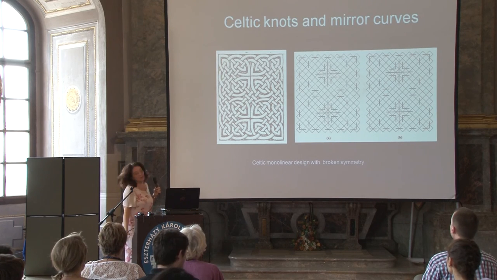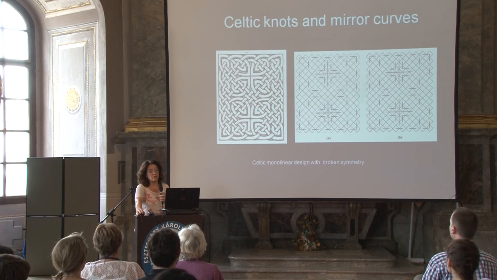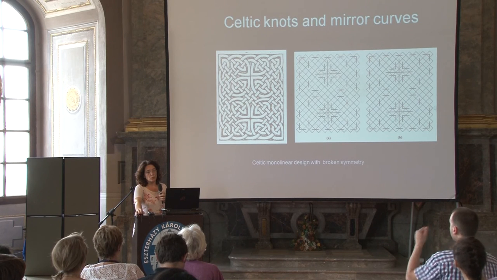This is one complicated design of Celtic knots. It is interesting because this one seems to be perfect, and it is monolinear. But if you look more closely, you will see that it is not symmetric. If you look at these strands here and here, you have three here and just one arc here. And what was the problem?